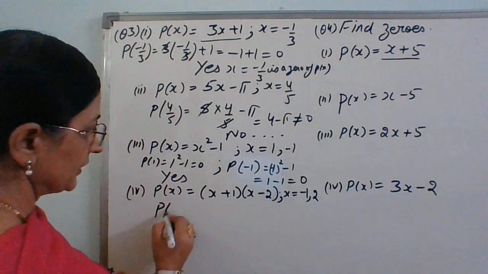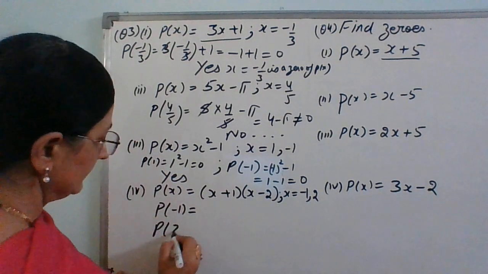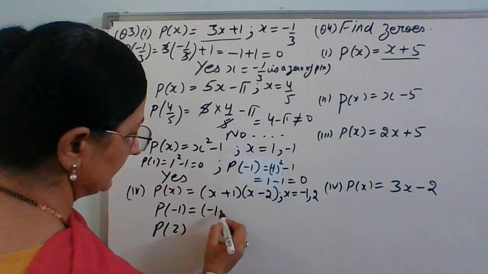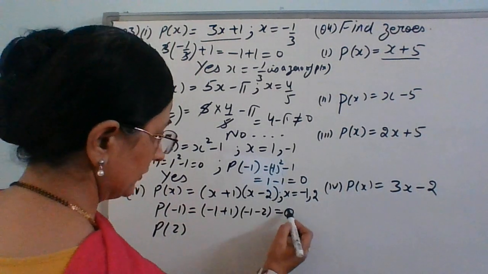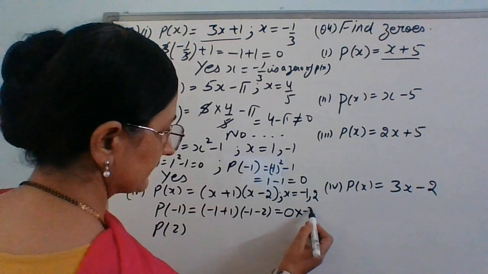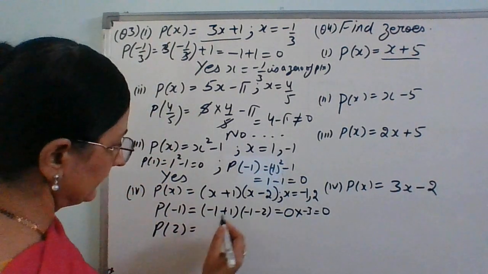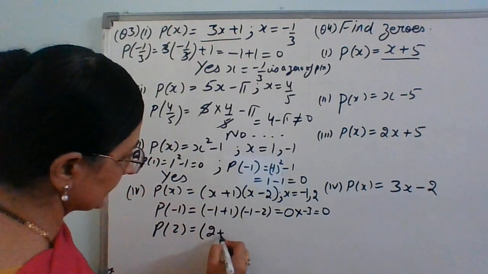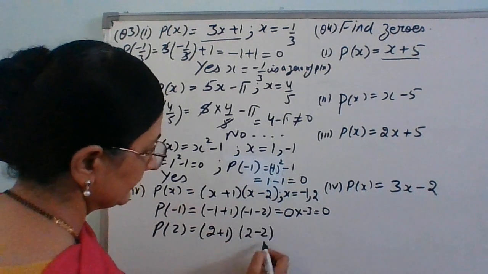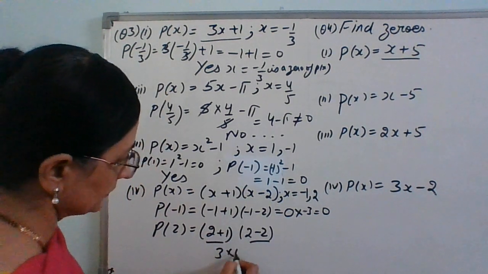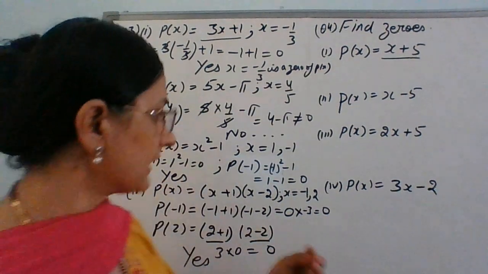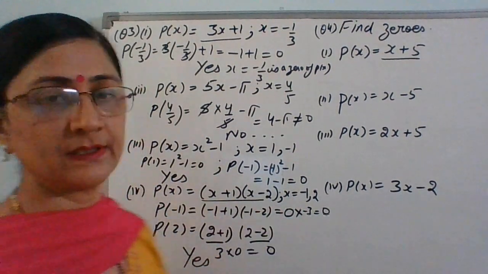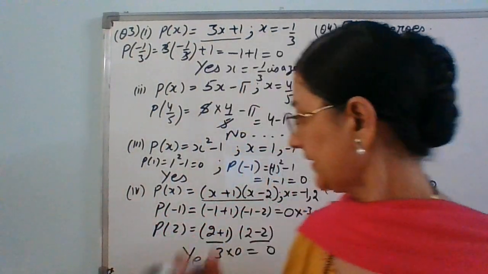We have to check two values, right? Okay, minus 1. If we put here minus 1, so minus 1 plus 1 is 0 and multiplied by minus 3, that is 0. So here now we are supposed to put 2. 2 plus 1, here 2 minus 2. This is 0, here this is 3. 3 into 0 is 0. So answer is yes, minus 1 and 2 are the zeros of this polynomial because it makes the whole polynomial 0.